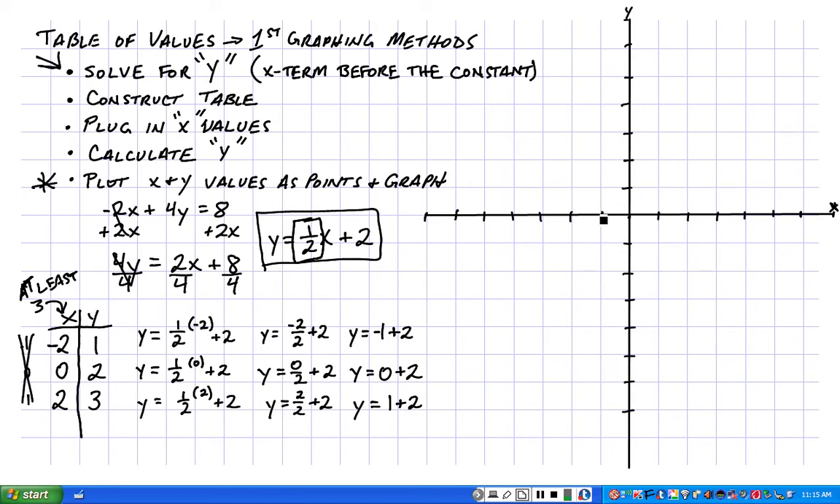So we have -2, up 1, we have 0, 2, again a y-intercept, and we have over 2, up 3. And just to expedite things, I'll just go ahead and graph it myself without using the little line. Alright, so there it is. There's our line. Y equals 1/2 x plus 2. There you go.